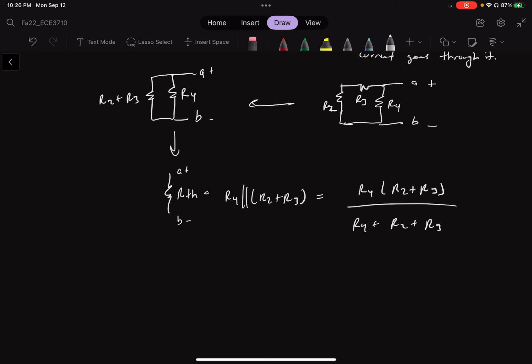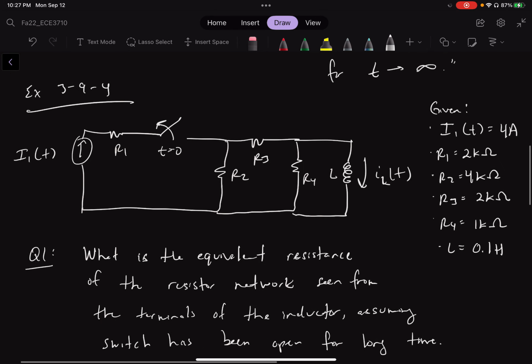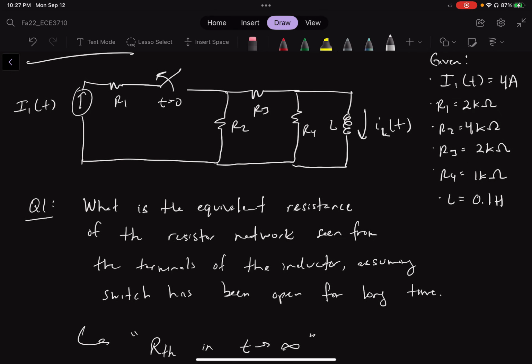Okay? And what does that give you? That means R Thevenin is equal to a value, depending how you use your calculator and your significant digits, you will get a number between 857 and 858 ohms.